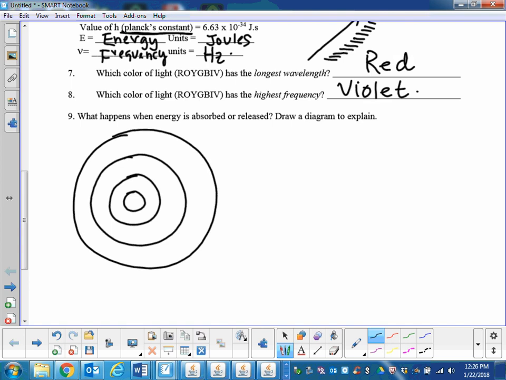Let's just assume this is a hydrogen atom. What is this? This is a hydrogen atom. And this is the nucleus. The central part is the nucleus. And the nucleus is positive, and it will, of course, attract the negative electron. Are you with me?